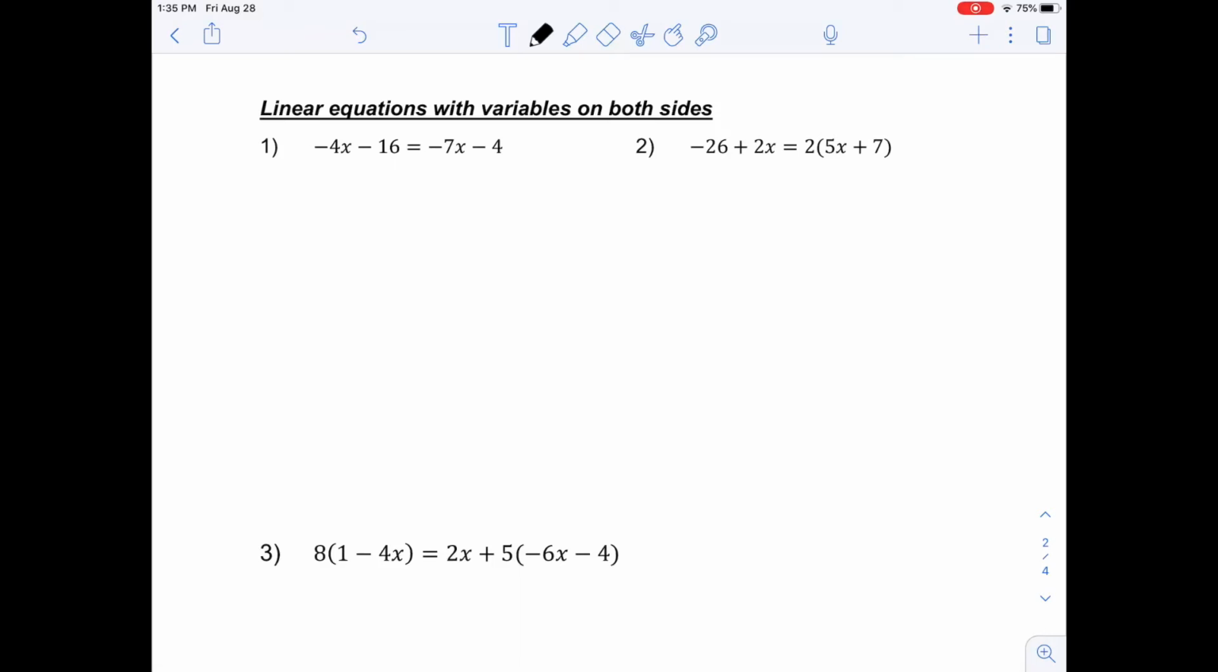Hi guys, so this is part 2 of solving linear equations. With this video, we're going to focus on solving linear equations with variables on both sides. So let's go ahead and get started with number 1.